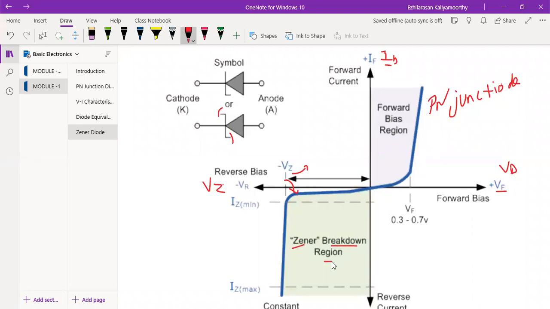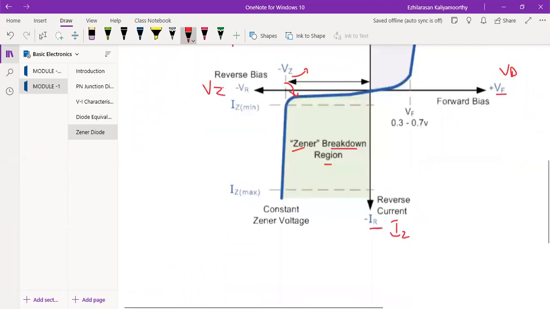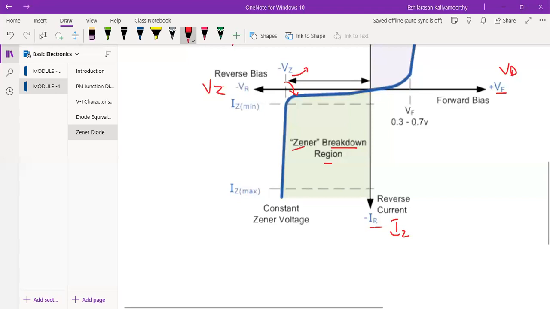Now the reverse saturation current remains fairly constant over a wide range of reverse voltages. Now we'll see one thing here. I'll put a point over there for you. The voltage point at which the voltage across the Zener diode becomes stable is called the Zener voltage.